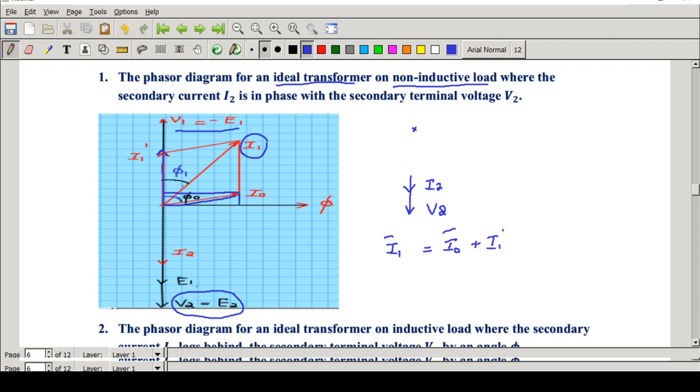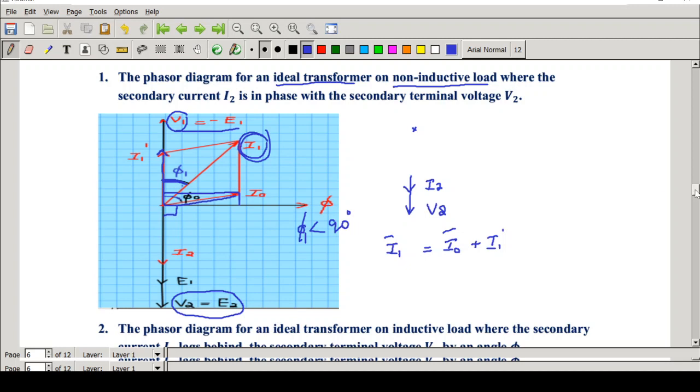And you can see E1 and E2 lagging behind the flux by 90 degrees, as already I have explained. And then what about the phase angle phi 1? Phi 1 is the angle between the input voltage V1 and the input current I1. And you can see this phi 1 is less than 90. This many details you have to write while explaining the vector diagram of an ideal transformer on no load condition for a resistive load.